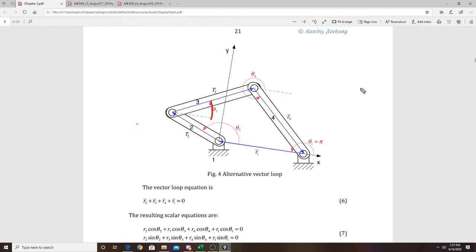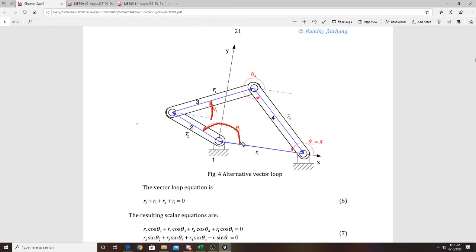Anybody? Rosendo is correct. It is 360 degrees. So, theta 2 plus theta 3 plus theta 4 plus this down here have to be equal to 360. But there's a reason we don't have to do this one.